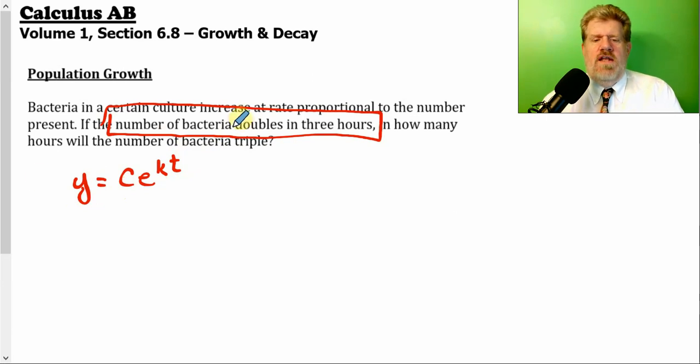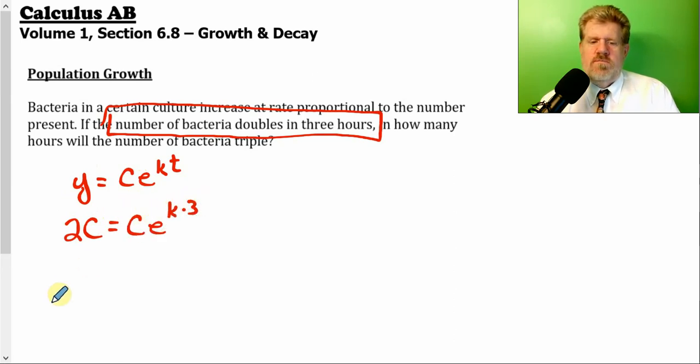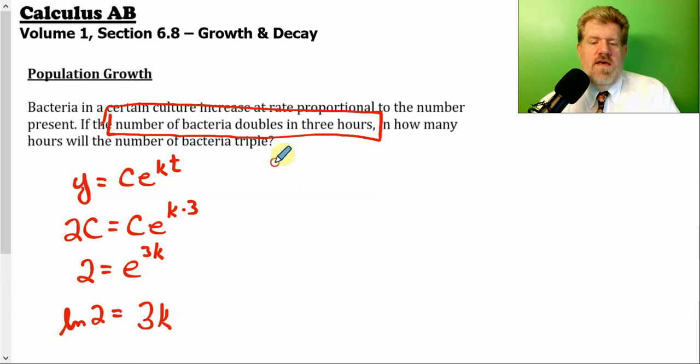What we know is that it doubles in 3 hours. So in 3 hours, how much do I have? Well, if I started with C, that means in 3 hours I have twice that much. And there's my equation that I can use to solve for K. I can divide both sides by C. And I'm allowed to divide both sides by C because I know C is not 0. Because if C is 0, I can't have any growth at all. So there is my equation for K. Inverse of e would be natural log. So my K value, in this case, is 1/3 of the natural log of 2.